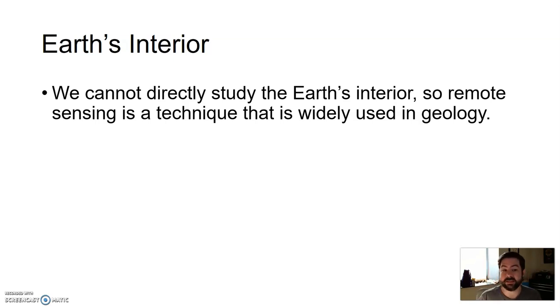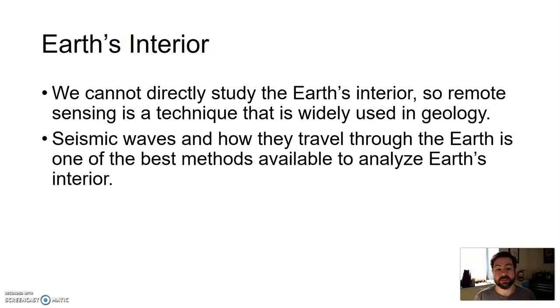So remote sensing is the technique that's widely used in geology and what helped us figure out what's inside the Earth. Looking at seismic waves and how they travel through the Earth is one of the best methods to analyze Earth's interior. Because remember, P waves, primary waves, are compressional waves, and they can travel through solids and liquids. So P waves can radiate through the Earth, all layers. Whereas S waves, secondary waves, are shear waves, and the sheer physics of them prevents them from going through liquids. They can go through solids, but they can't go through liquids.